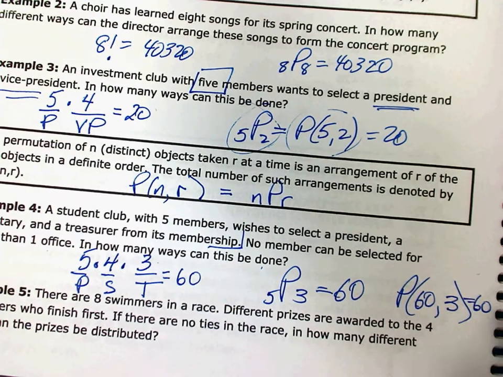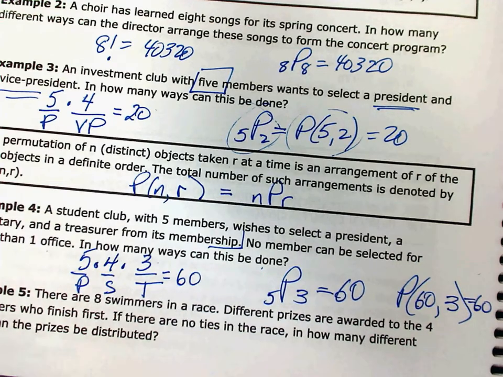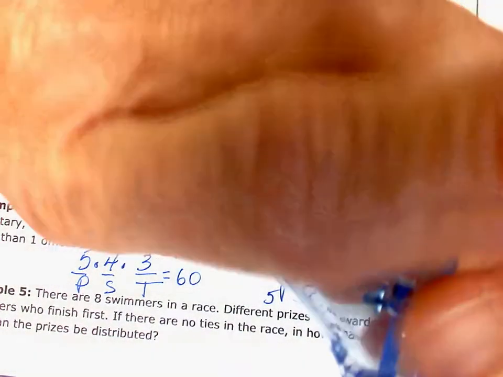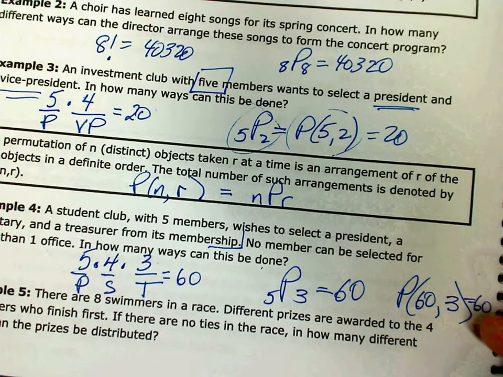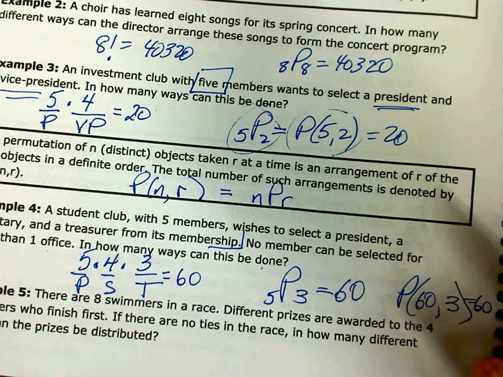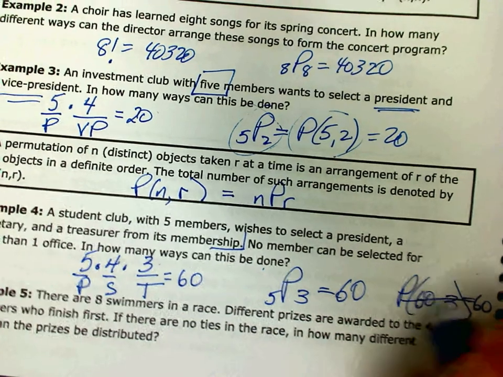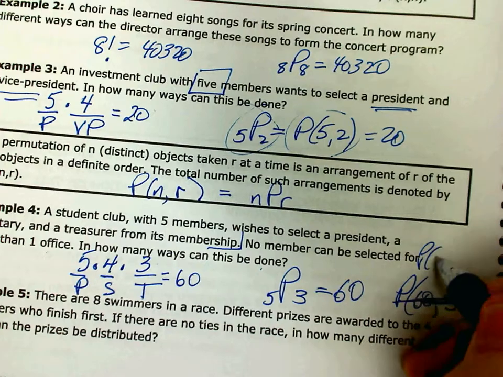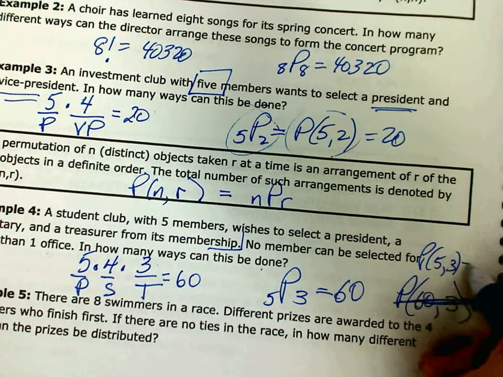Huh? Oh, sorry. Yeah, you're right. My bad, my mistake. I don't seem to have any whiteout, but that's okay. I'll just write it P(5, 3) equals 60.